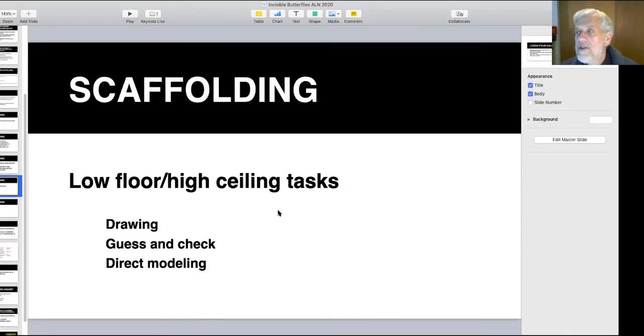Okay, so I'm sure you've heard a lot about low floor, high ceiling tasks. The task that you just did is considered a low floor, high ceiling task. A couple of things make a task low floor, high ceiling. If you can draw a solution, it qualifies as a low floor. The high ceiling part of it is less interesting to me, but completely legit.